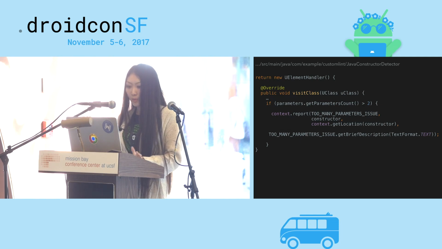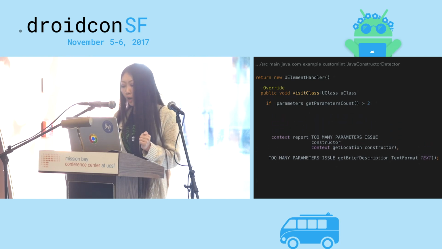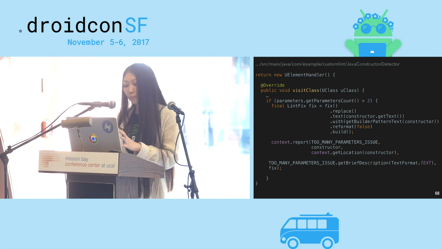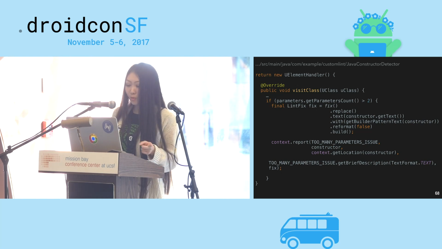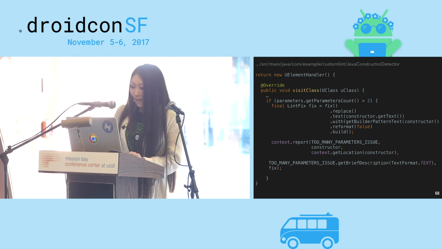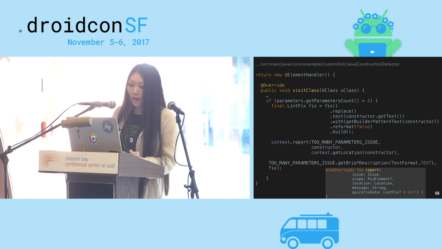where we have the visit class method. Now it looks like this. But to add the fix, I need to construct the lint fix object. For this example, I'm saying that I just want to replace the text of the constructor with the code generated by the helper method. And in this case, I'll say I don't want to reformat it and build. So you can see that the fix is actually using the builder pattern as well. So you should definitely do it. And also, don't forget, at the context of report, we need to provide the fix at the end as a parameter.